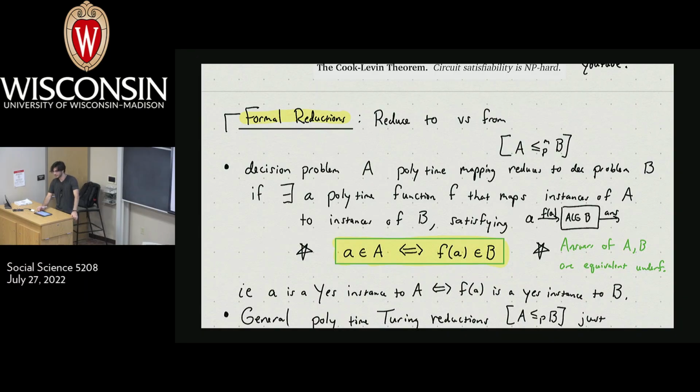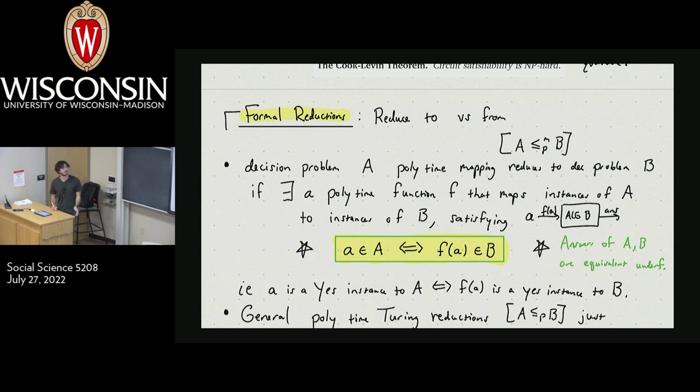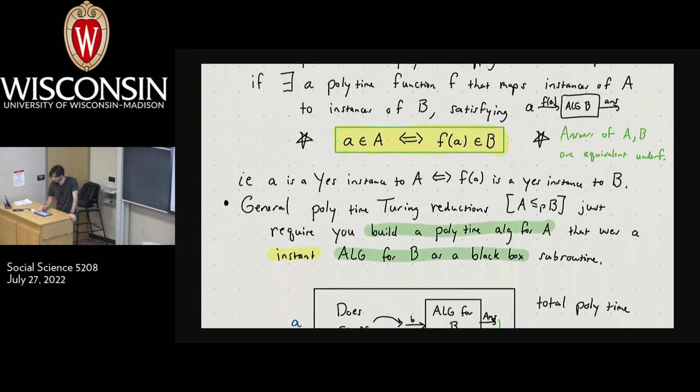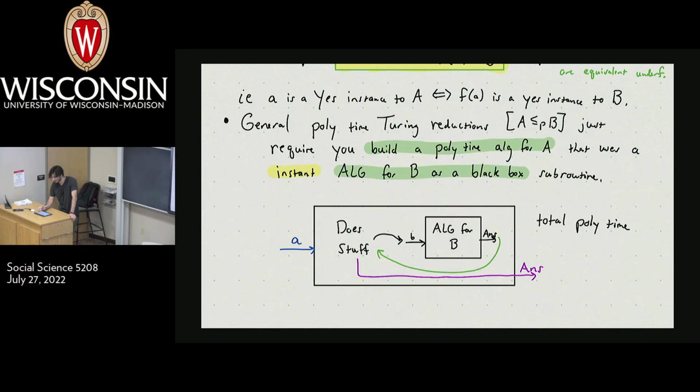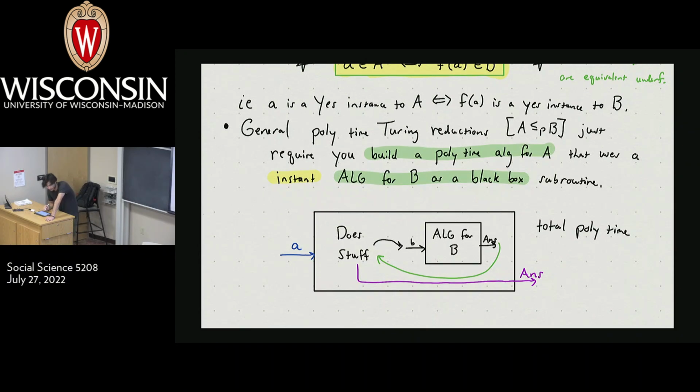In general, you don't really need to create mapping reductions, but I think it's easier to define mathematically what it is. Usually you're going to be doing Turing reductions, which are intuitive, but you can't really define mathematically in an easy way, like here. So a general polytime Turing reduction, which does not have the little m there, is just A less than or equal to sub P of B. This just means you can build a polytime algorithm for A that uses an instantaneous algorithm for B as a black box. So here's a little picture.